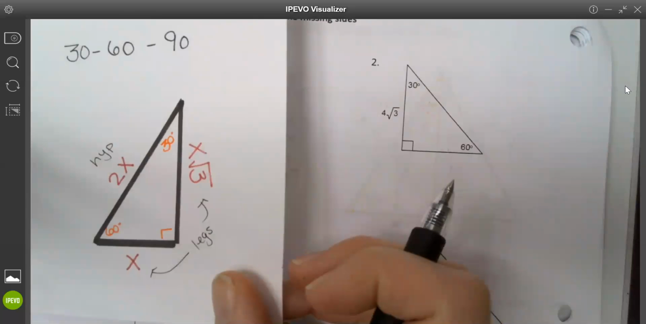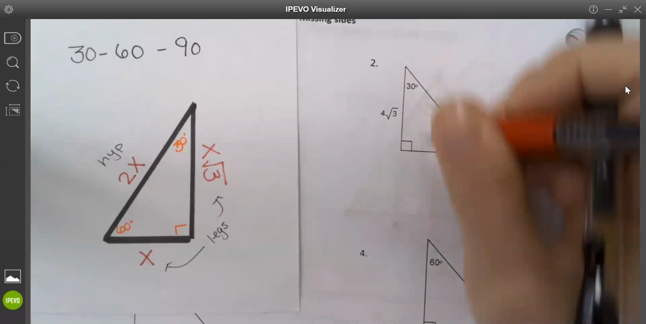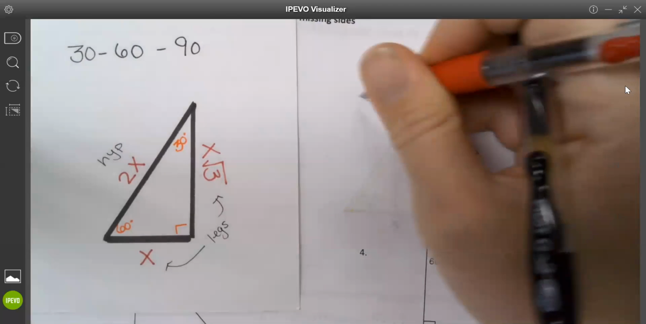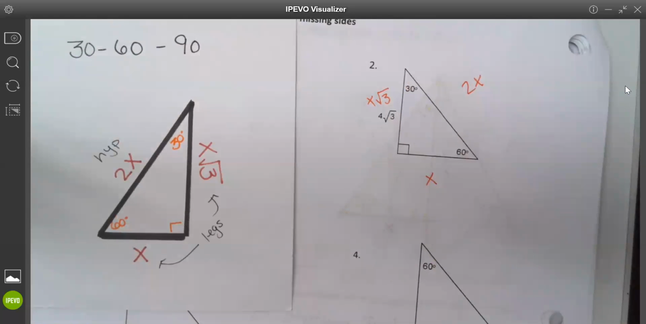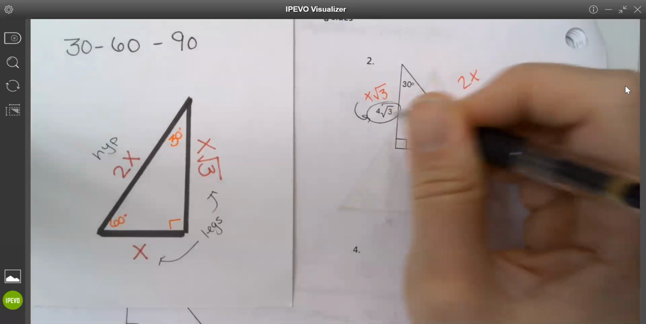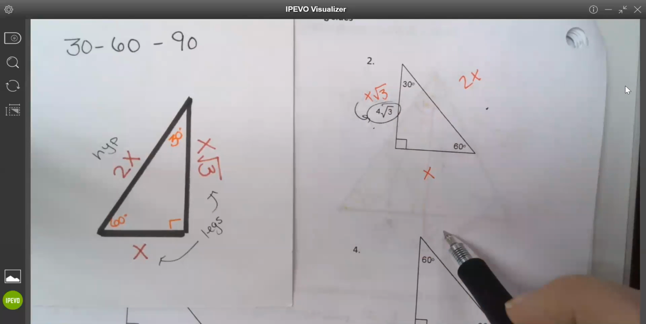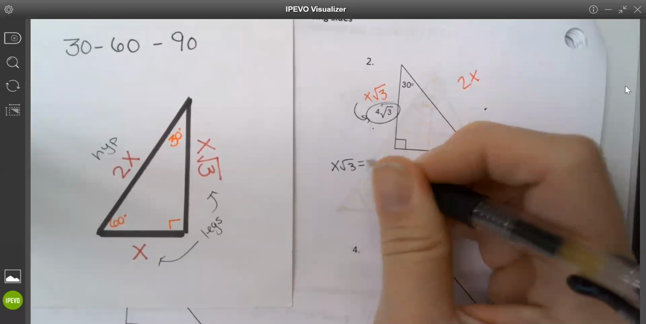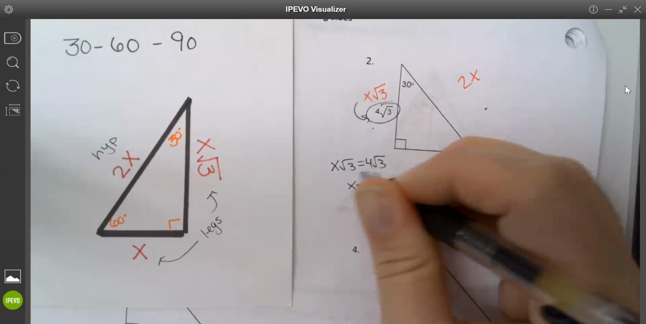Looking at the second one. Side across from 30 is x. Hypotenuse is 2x. Across from 60 is x rad 3. Now, we've already talked about this, we can't go from this long side to the hypotenuse. But I can pretty easily go from here to here. And so if x rad 3 equals 4 rad 3, what does x equal? 4.